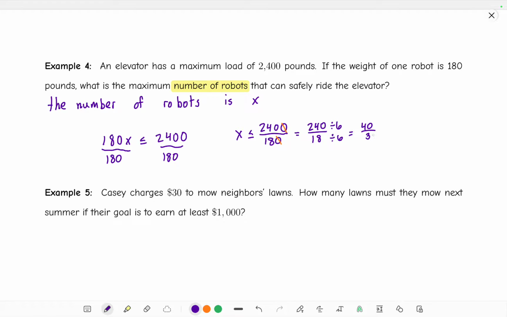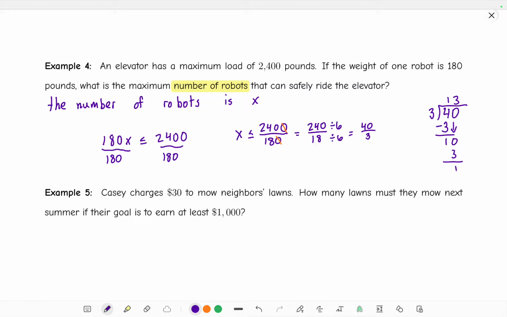Now, 3 does not go into 40 evenly, so that means this is not a whole number. So in order to find the number of robots, because you can only have a whole number of robots, we need to do the long division. So 40 divided by 3. So 3 goes into 4 once. 1 times 3 is 3. 4 minus 3 is 1. Drop the 0. We get 10. 3 times 3 is 9. We get 1.